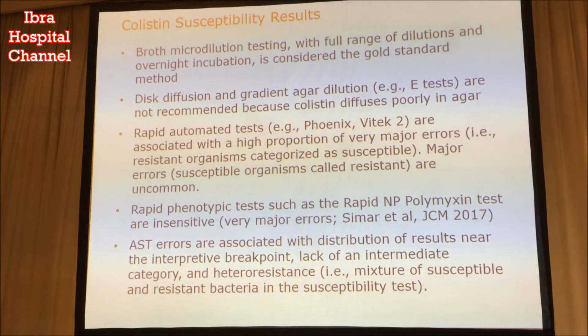There's a number of reasons for these errors. The organisms are distributed near the interpretive breakpoint. There's a lack of an intermediate category. We have what's referred to as heteroresistance, where you have a population of resistant organisms, but only a small subset express that resistance. That's reminiscent of the problems we had with Staph aureus and oxacillin resistance. But in Staph aureus, with oxacillin resistance, we found that if we lower the incubation temperature, add salt to the medium, and extend incubation, we're able to detect those resistant organisms. We just don't know if we can do the same thing with colistin. It wouldn't be those changes, but hopefully we can identify some specific changes that will allow us to detect that.